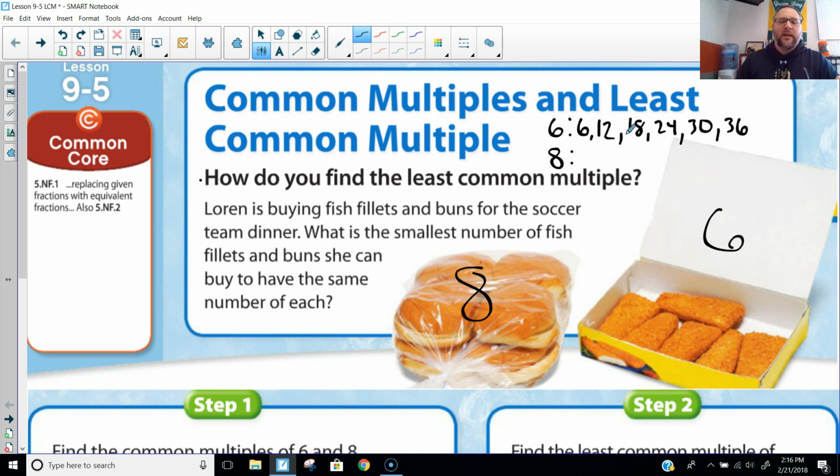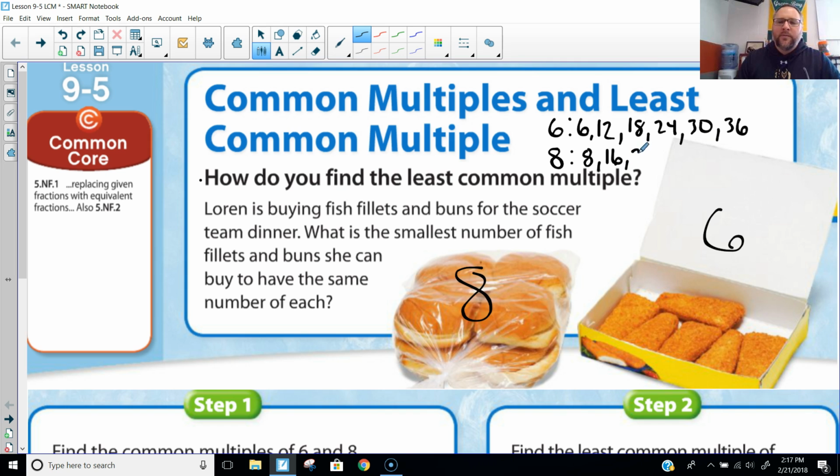I could keep on going forever with multiples of 6, but I'm just going to go this far for right now. So I have 6 times 1, 2, 3, 4, 5, and 6. All these are multiples of 6. Now I'm going to do the same thing for 8. So I know I have 8 times 1 is 8. 8 times 2 is 16.